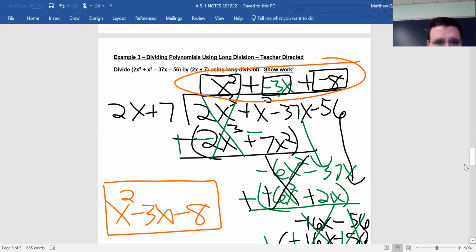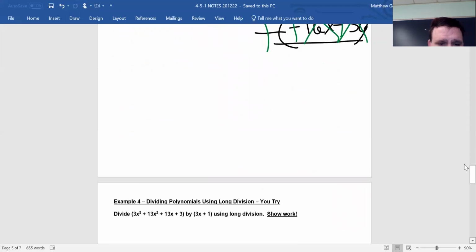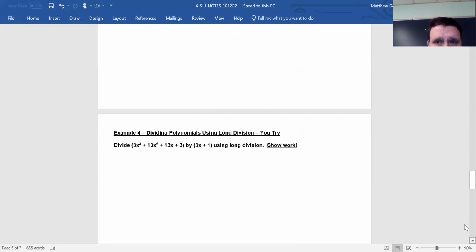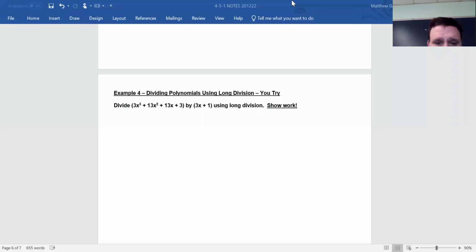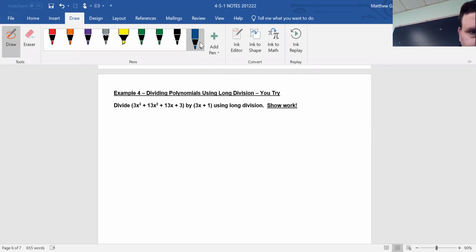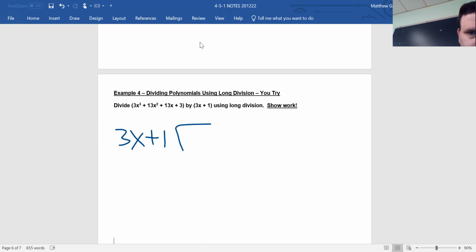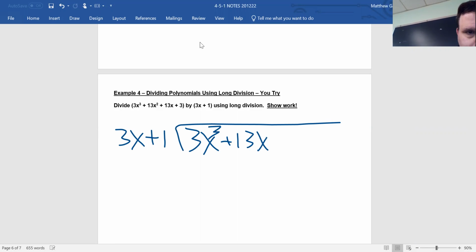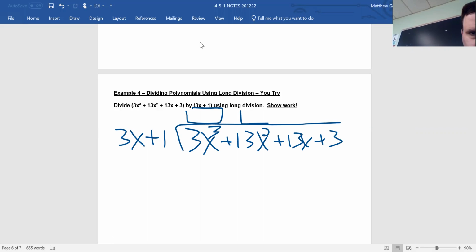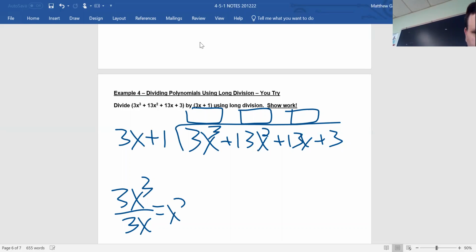So example 4 is very similar. You want to go through and try it, and I will provide an explanation to that as well. Example 4. All right, similar to example 3. So the first term should be x squared. 3x cubed divided by 3x is 1x squared. That goes up here.